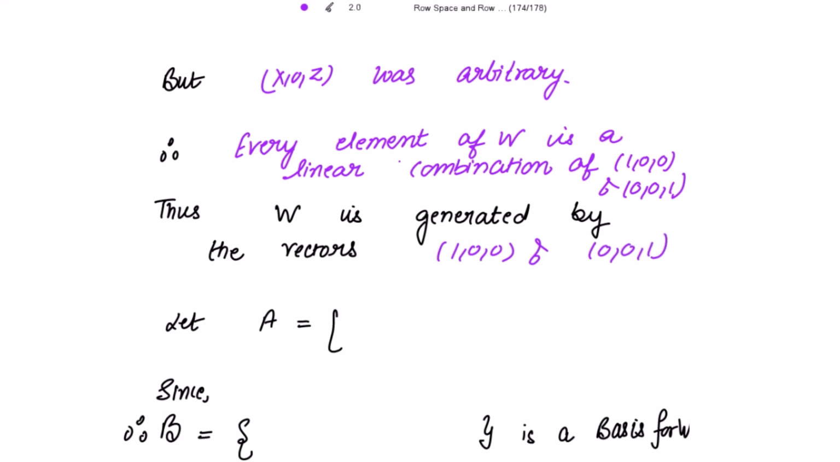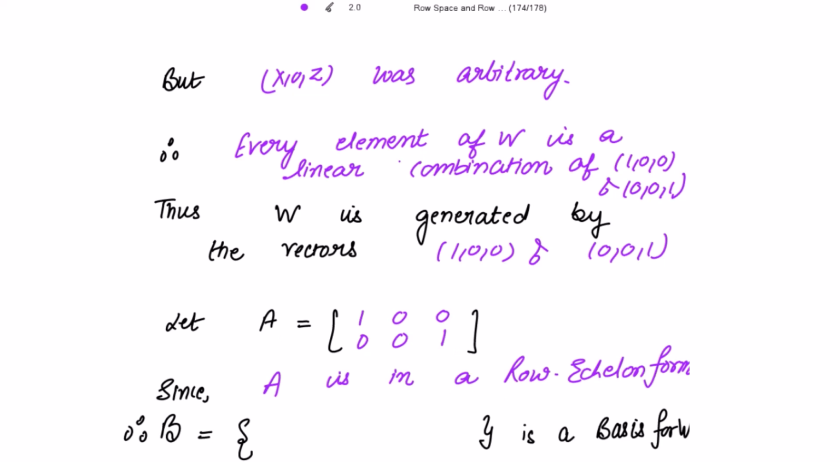Let's write these vectors in matrix form, named A. So writing (1, 0, 0) and (0, 0, 1). Now since this A is already in row echelon form, we write the basis for W from the rows as (1, 0, 0) and (0, 0, 1). So these form the basis for W.